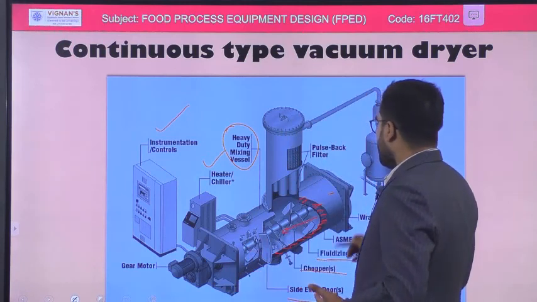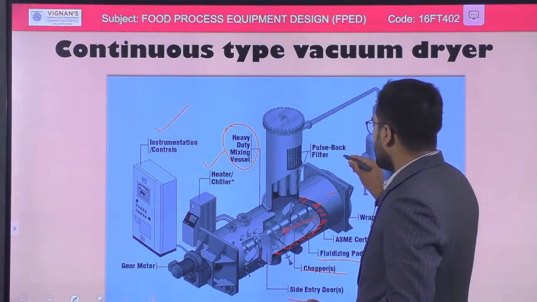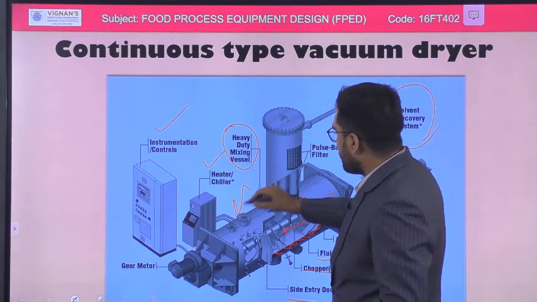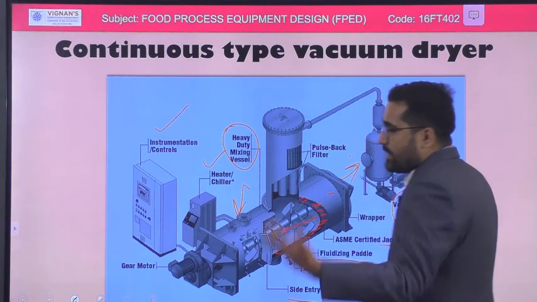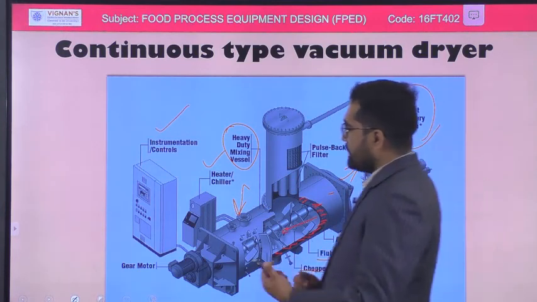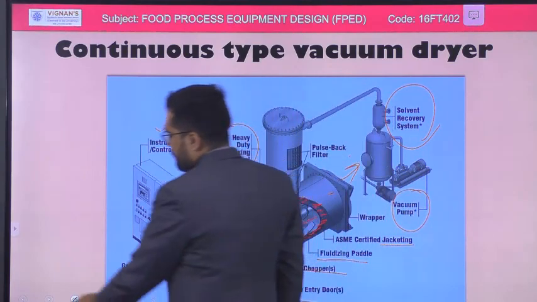Material will come from one end, and from here it will get out after drying. So this is what happens inside a continuous type of vacuum dryer.